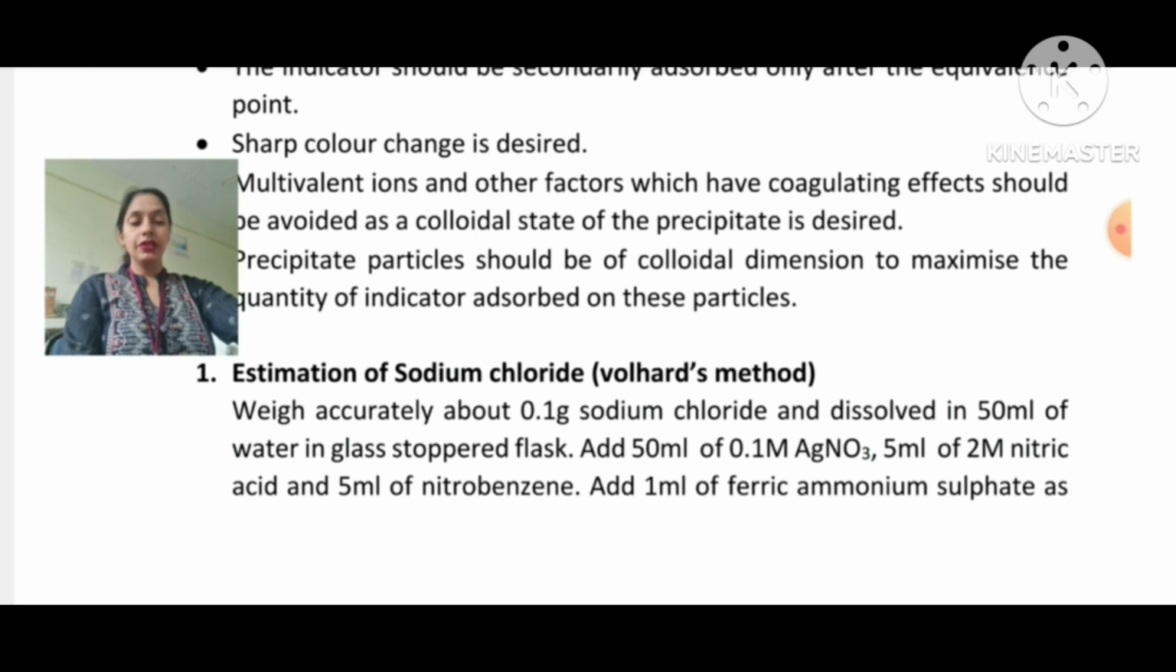As in the previous videos, we were discussing precipitation titration. Today we are going to discuss the estimation of sodium chloride, that is Volhard's method. It is also a precipitation titration method.